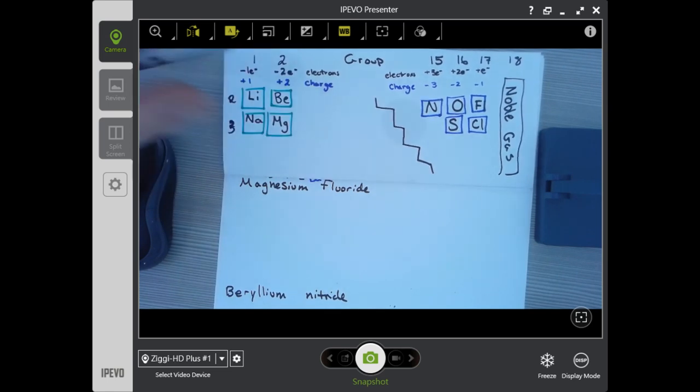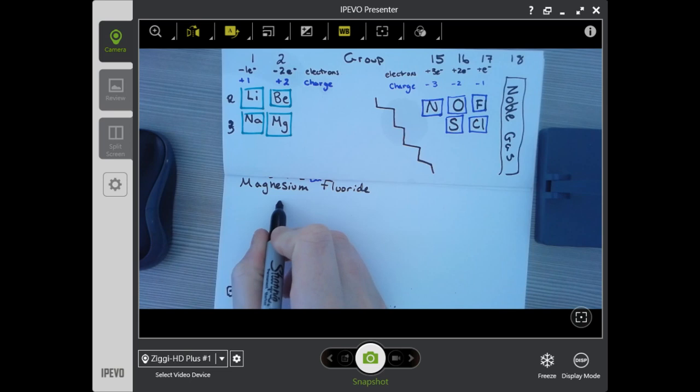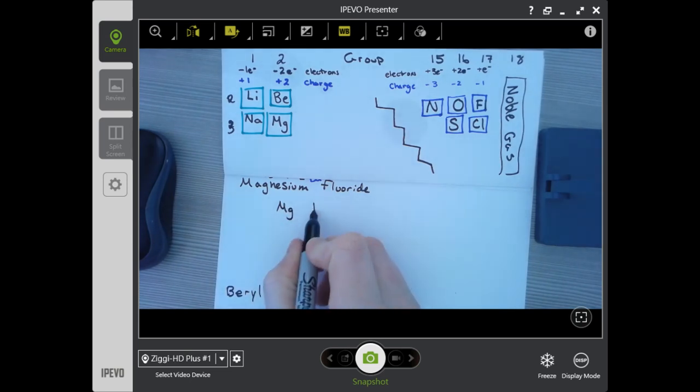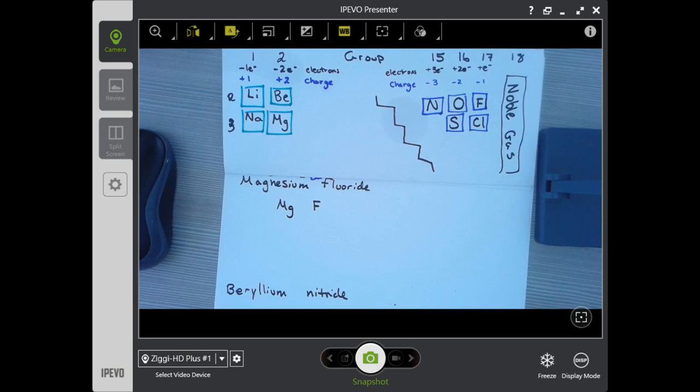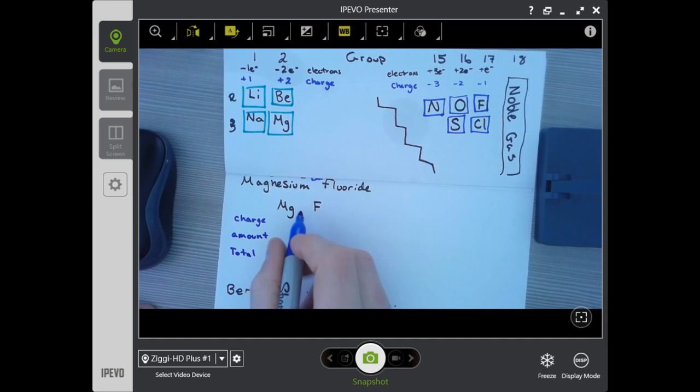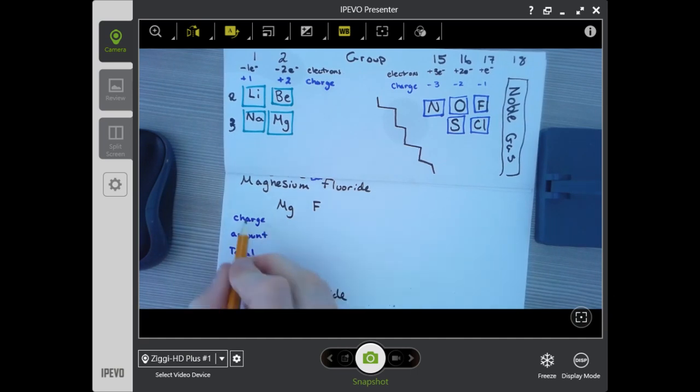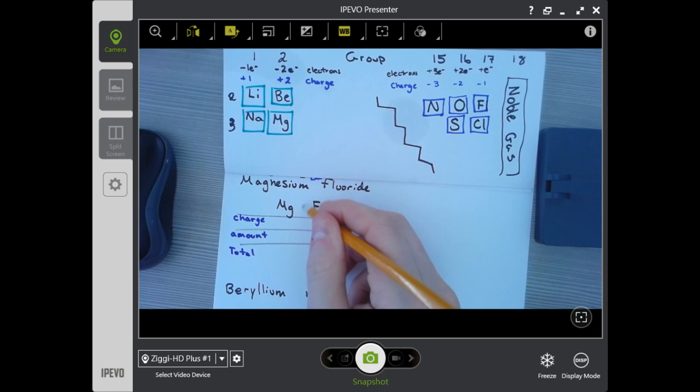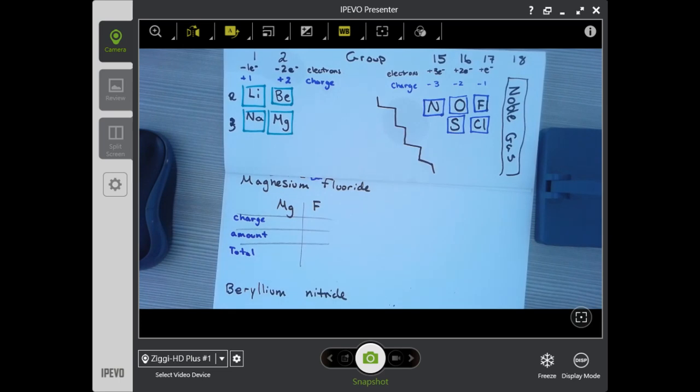Magnesium fluoride. Okay, so let's first get our elements, magnesium and fluoride, and we're worried about the same things. We are worried about the charge, we're worried about the amount, and then we want to make sure that the total charges of both match up. So I'll give myself a little grid there. Okay.